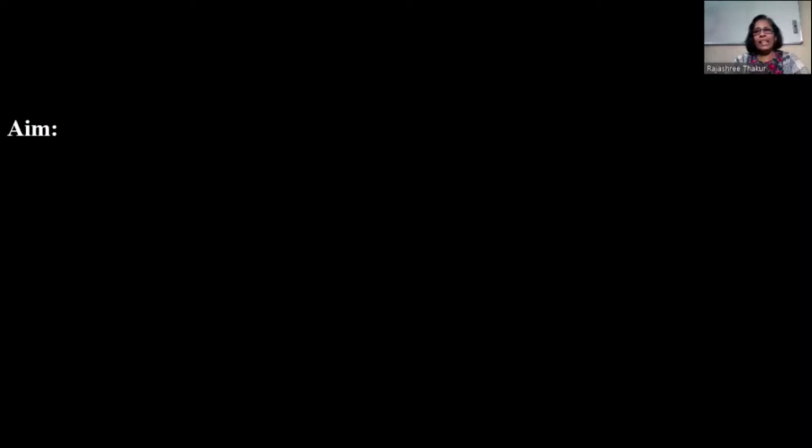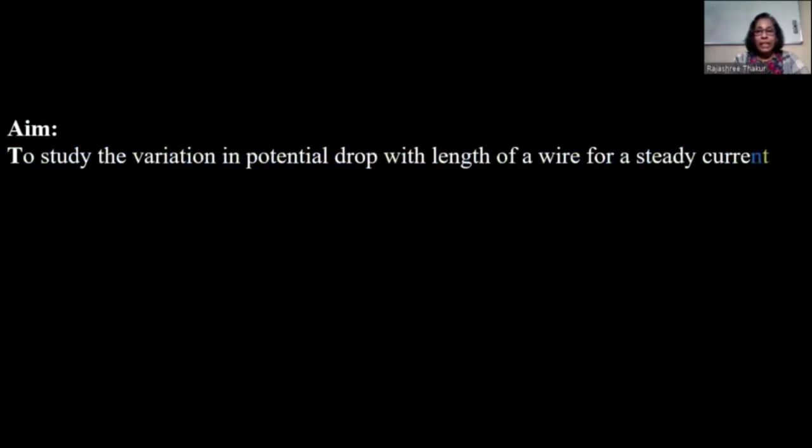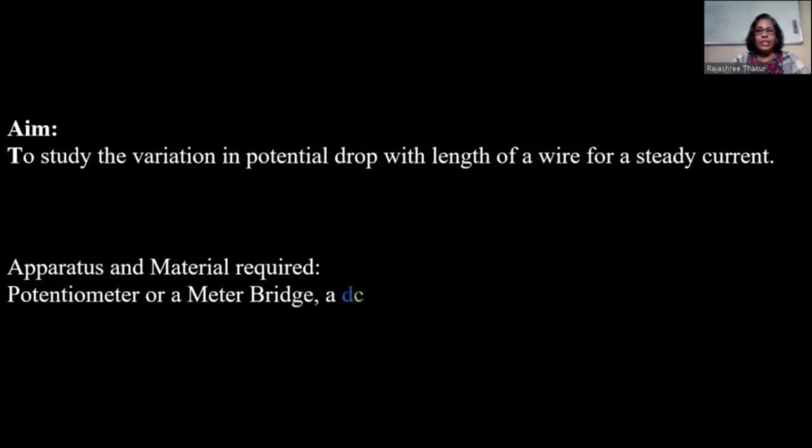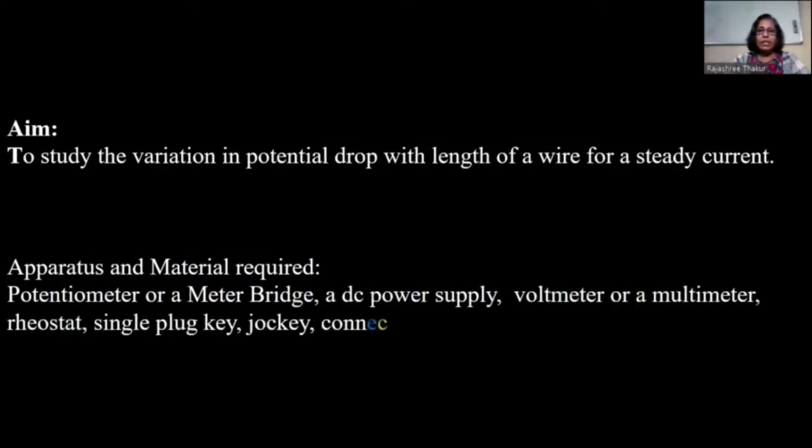The aim of this activity is to study the variation in potential drop with length of a wire for a steady current. The material and the apparatus required are potentiometer or a meter bridge, a DC power supply, voltmeter or a multimeter, rheostat, single plug key, jockey and connecting wires. Now most of these apparatus are known to you. What we have not seen is a potentiometer, meter bridge, and jockey.